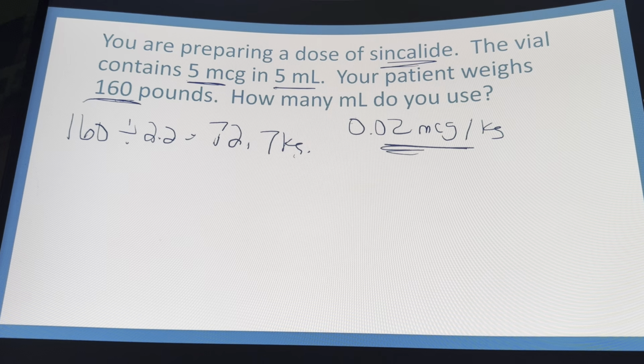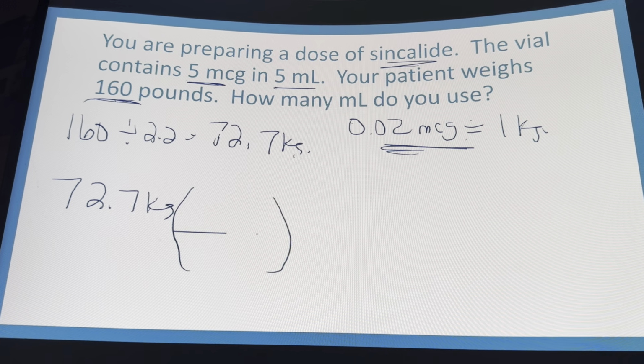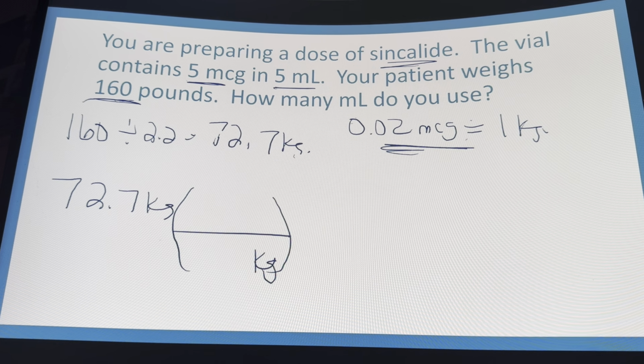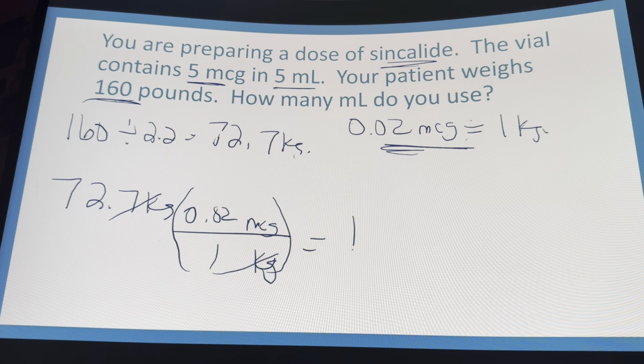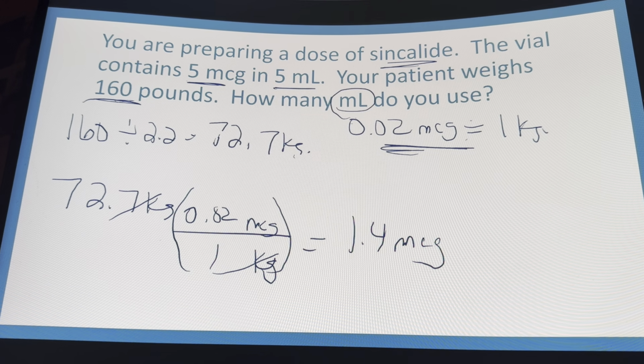Now, this is a conversion: 0.02 micrograms equals 1 kilogram. I'm at kilograms, so I can use that conversion. 72.7 kilograms. Whatever's on top goes on bottom. Put my micrograms up here, 0.02. Kilograms cancel. Take my 72.7 times 0.02, and I have 1.5 micrograms.